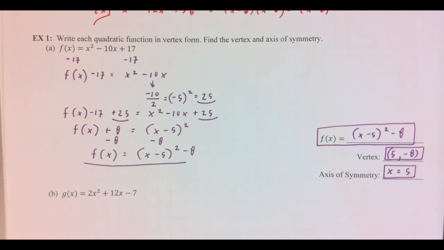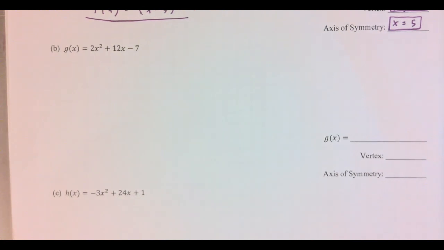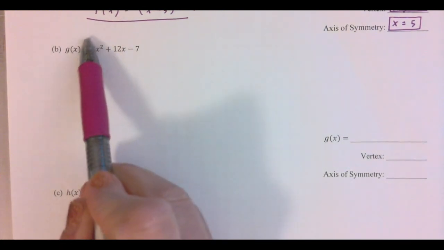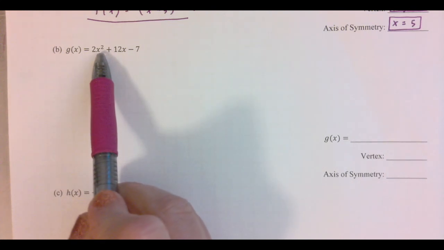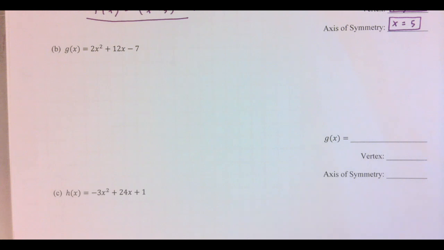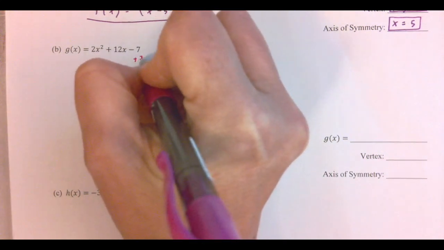All right, another variation. What's different about this one is that there is a coefficient of 2 in front of the x squared. But I still start it the same way. I want to get my terms with an x on the same side. So I'm going to go ahead and add 7 to both sides.